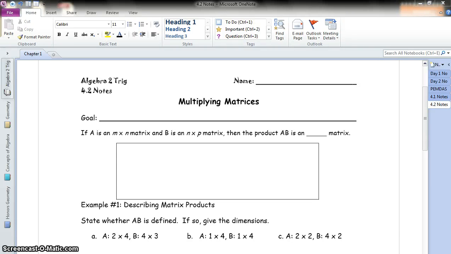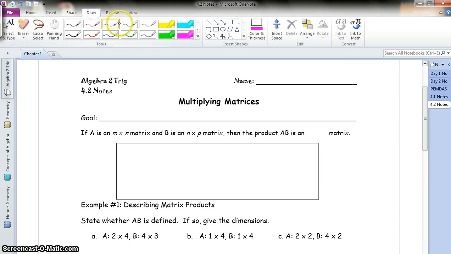Alright, hello there. This is video 2 and this is 4.2 notes. Our goal today is going to be to multiply two matrices. Yesterday we took care of addition and subtraction. Today we're going to take care of multiplication.